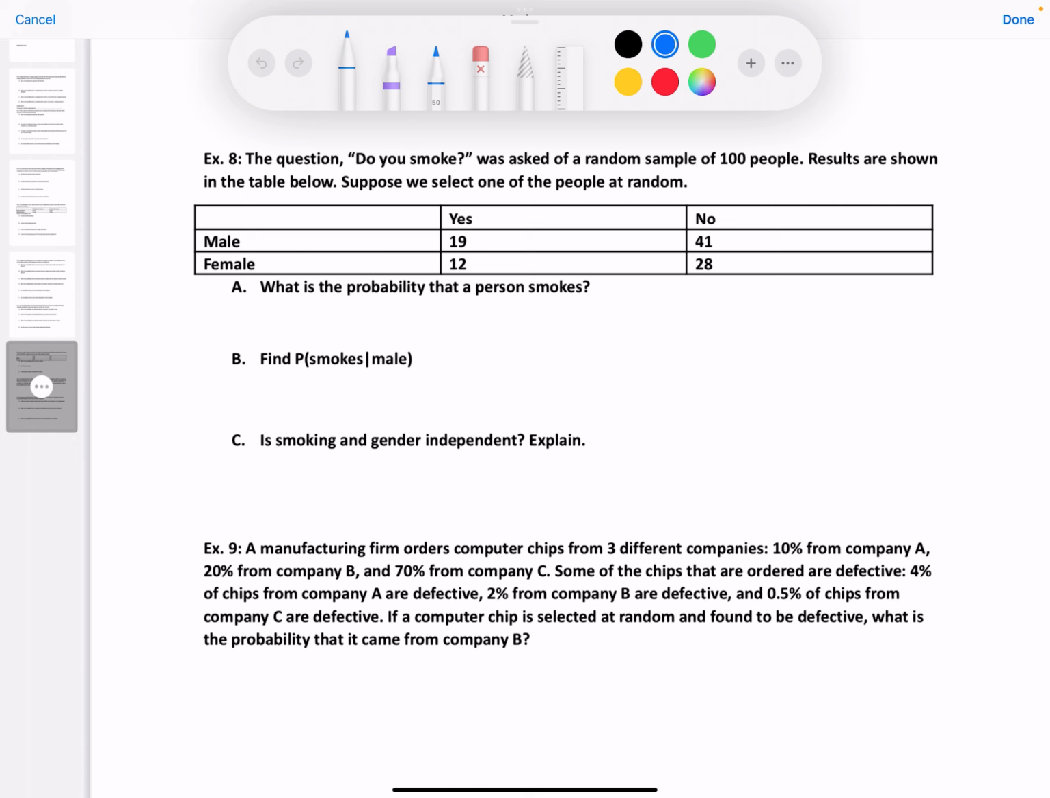All right, so the question, do you smoke, was asked of a random sample of 100 people. Results are shown in the table below. Suppose we select one of the people at random. So we have male or female and then yes or no. So what is the probability that a person smokes? So we have the probability that they said yes, that they smoke, out of the total number of people. So that's 31 out of 100, which is 0.31.